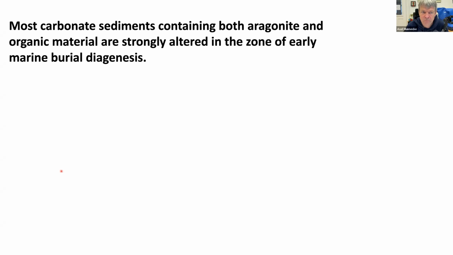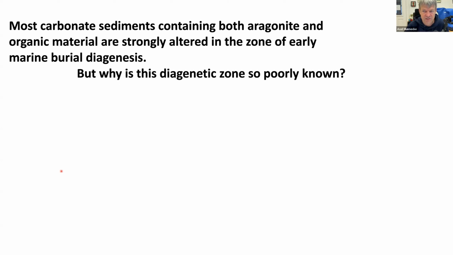So in our opinion, most carbonate sediments that contain aragonite and organic material are strongly altered in the zone of early marine burial diagenesis. But the question is, why is this diagenetic zone so poorly known? If it's everywhere, and all the samples that I found here in the collection showed it, why is it so poorly known?